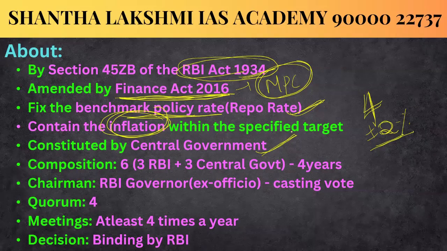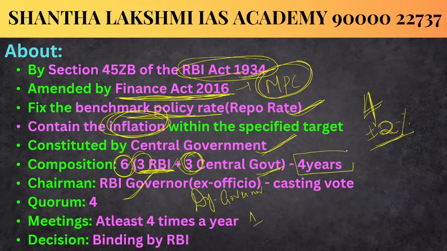So who will be included in this Monetary Policy Committee? It consists of 6 members, 3 members from the RBI. In that, one is the RBI governor, who is the ex officio chairperson, and second comes the deputy governor of RBI, and one member is appointed by the RBI board. So these are the 3 members from RBI, and 3 members are appointed by the central government, and these members will have a tenure of 4 years.